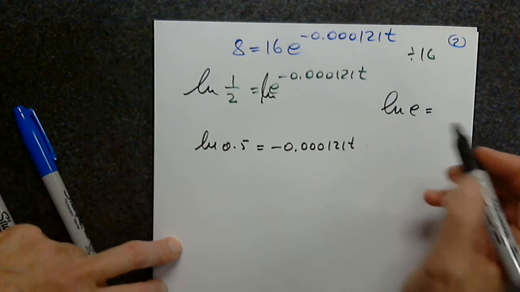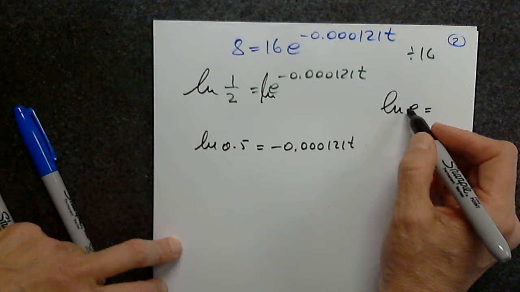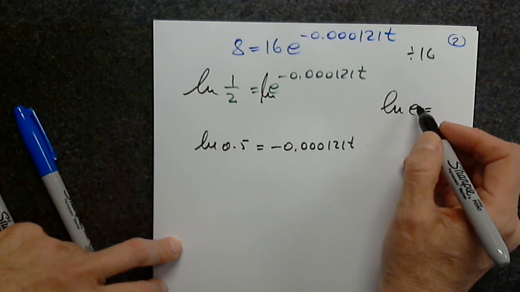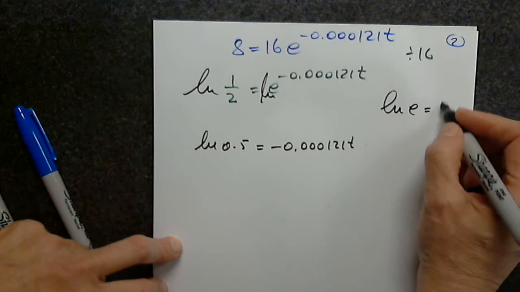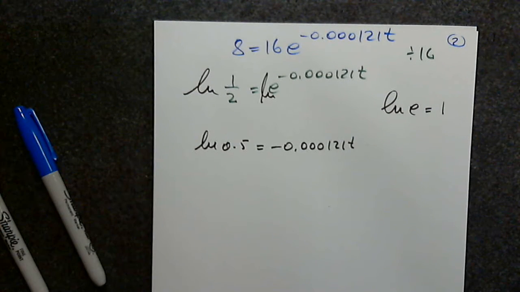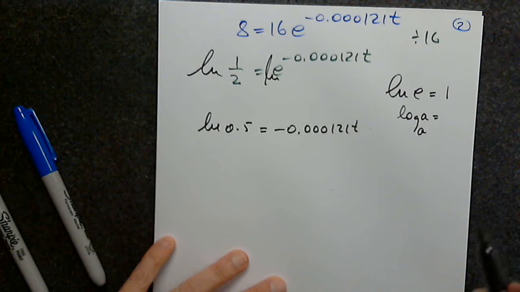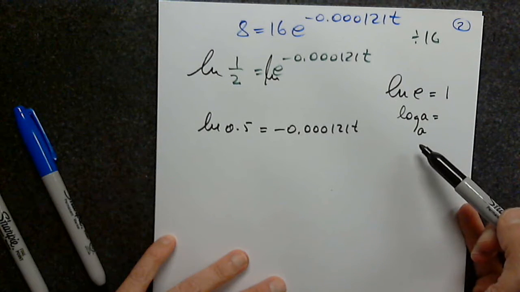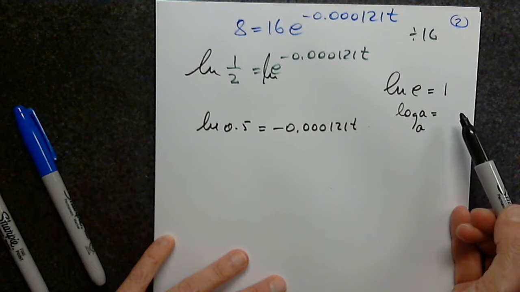Exactly. So e raised to which power is e? No, e to 0 will be 1. 1 indeed. That's why I didn't write natural log e. In general, let's write this. Log base a of a. So log in any base you want of the base. A raised to which power is a?